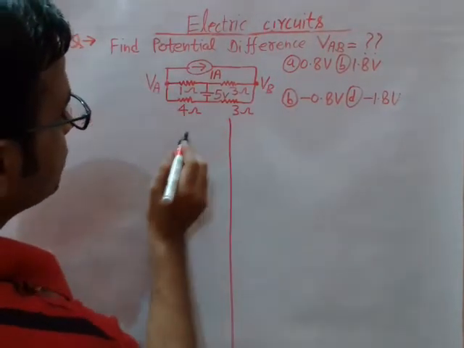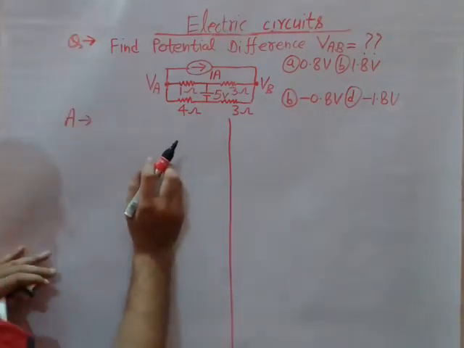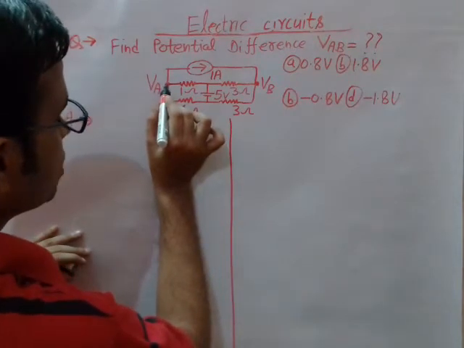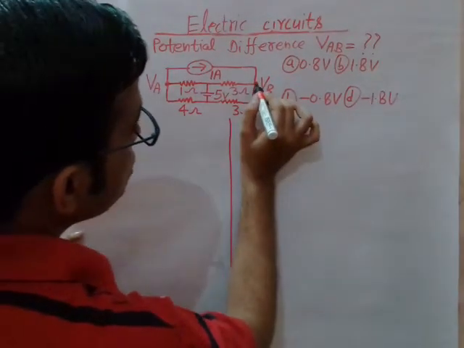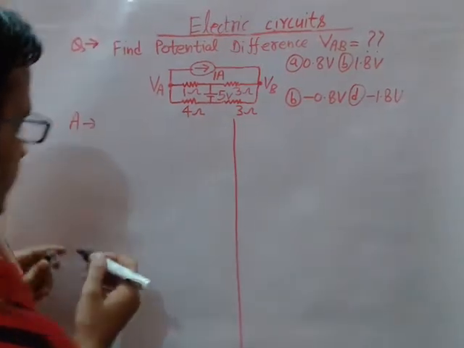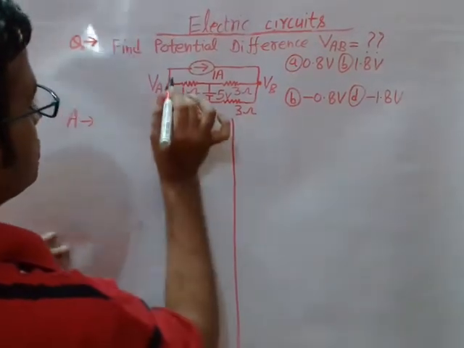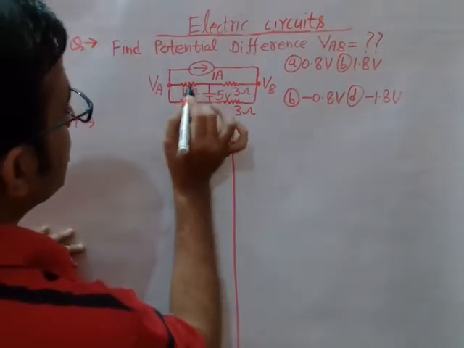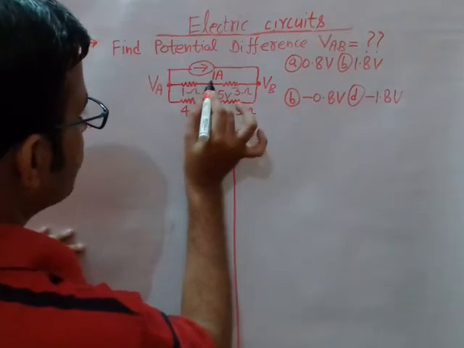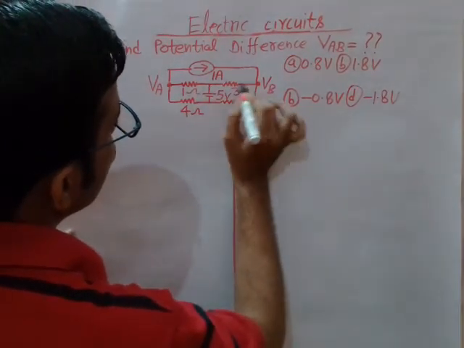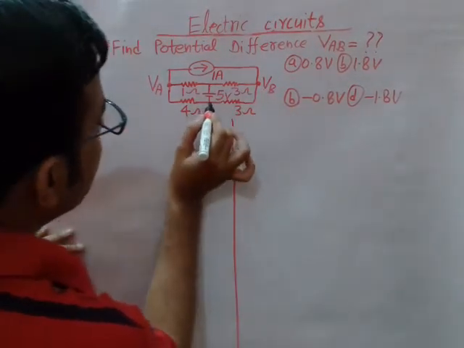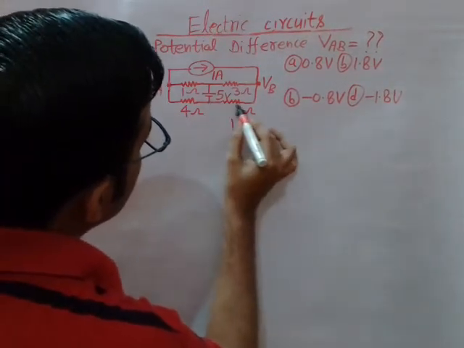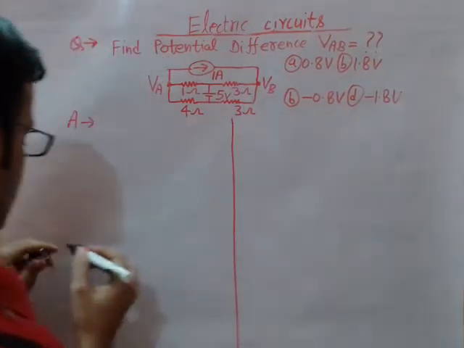So in this given network there are total 4 nodes. Let us suppose this is node number 1, this is node number 2, this is node number 3 and this is node number 4. Between this node and this node a 1 ampere current source is connected. Between this node and this node a 1 ohm resistance is connected. Between this node and this node a 3 ohm resistance is connected. Between this node and this node a 4 ohm resistance is connected, and between this node and this node a 3 ohm resistance is connected.